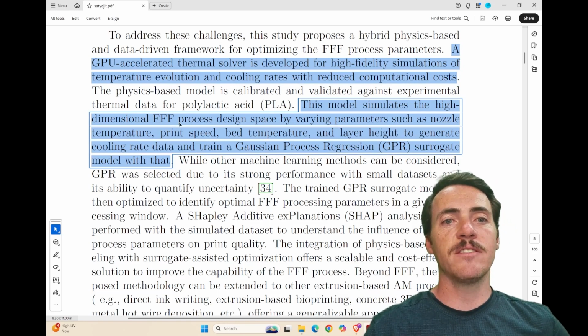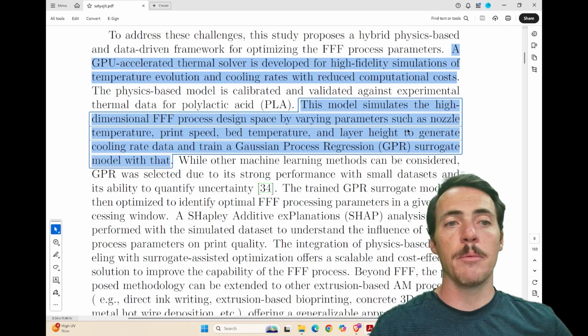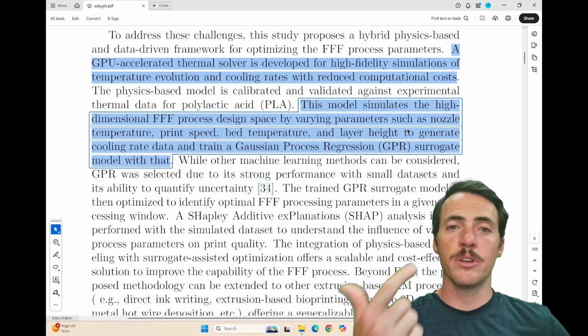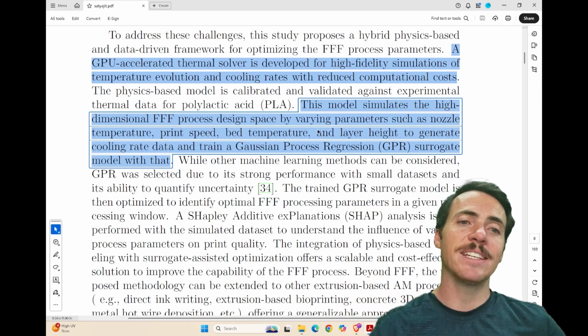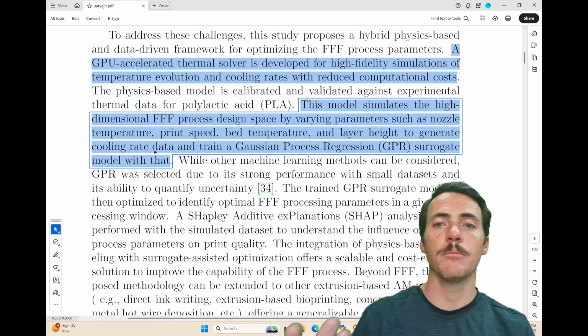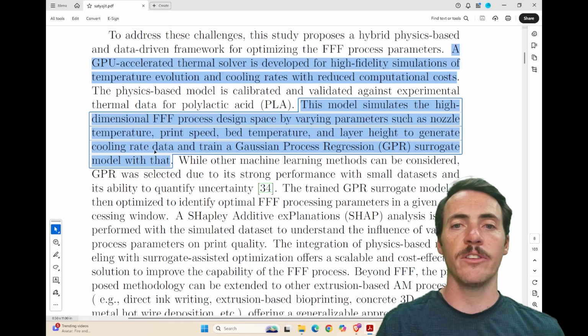It says it simulates this process by varying parameters like the nozzle temperature, print speed, bed temperature, layer height to come up with cooling rate data. And then it uses a Gaussian process regression as your surrogate model to then go about predicting.